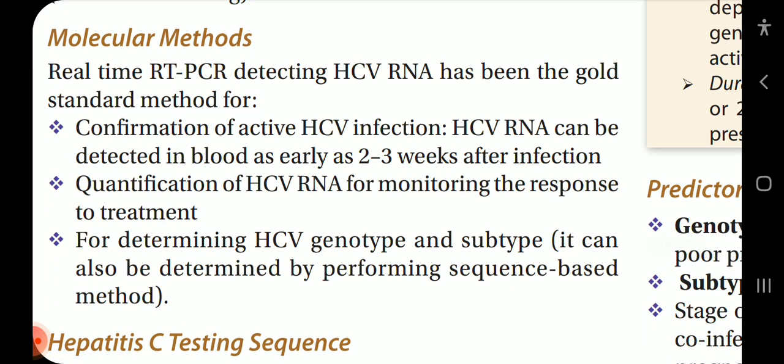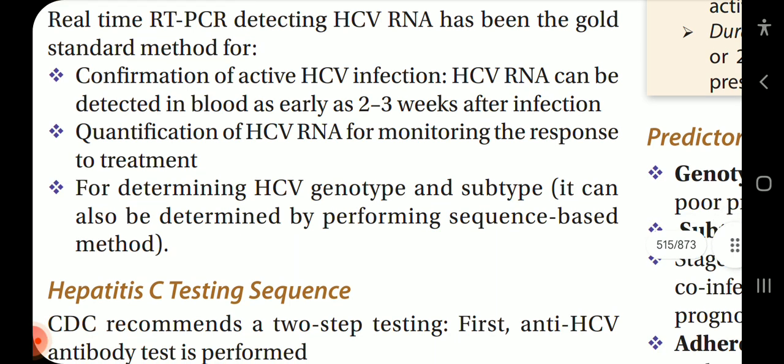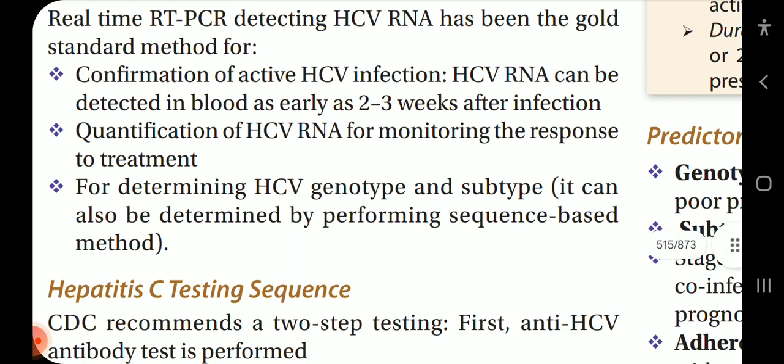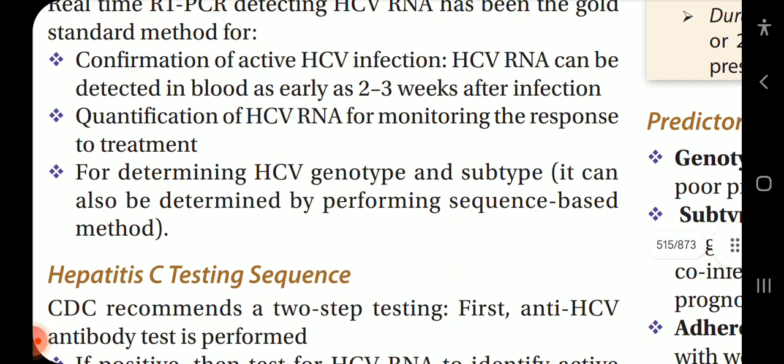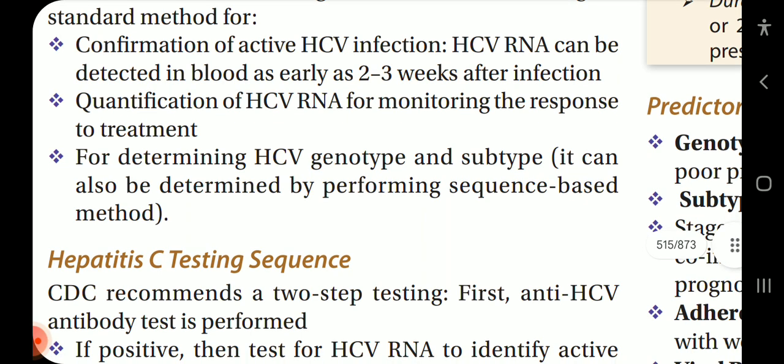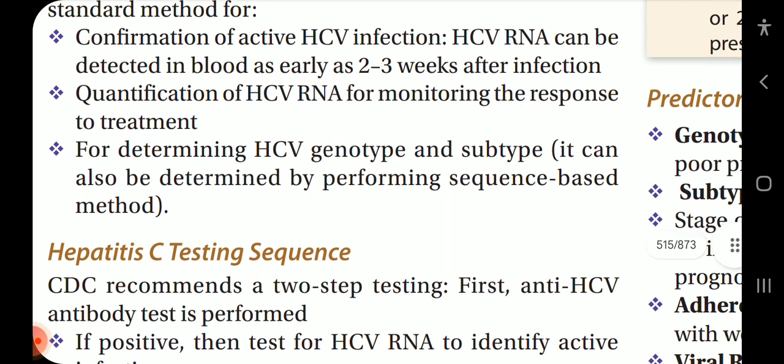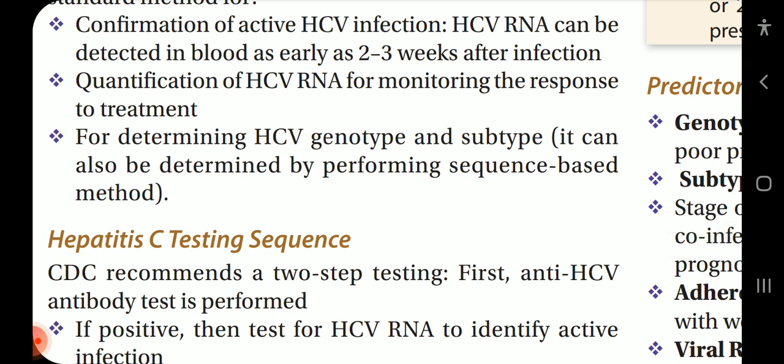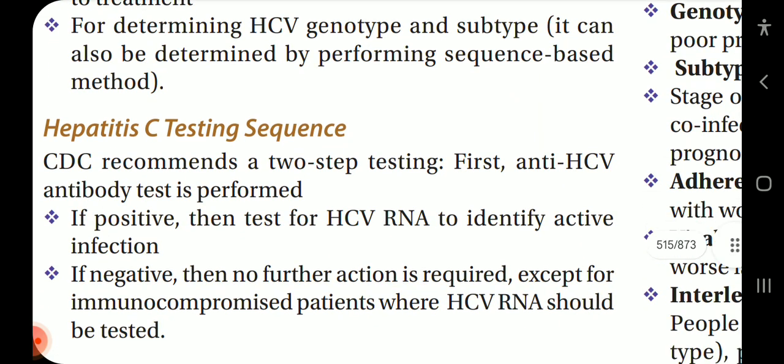Molecular methods. Real-time RT-PCR detecting HCV RNA has been the gold standard method for confirmation of active HCV infection. HCV RNA can be detected in blood as early as 2 to 3 weeks after infection. Quantification of HCV RNA is used for monitoring the response to treatment. HCV genotype and subtype can also be determined by performing a sequence-based method.